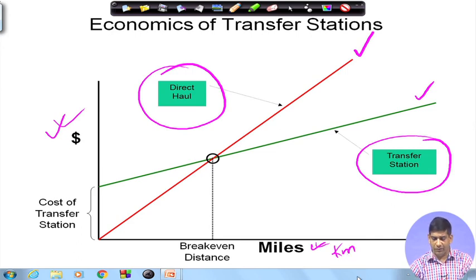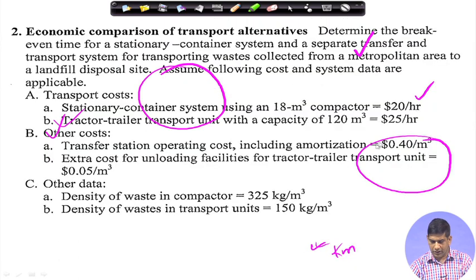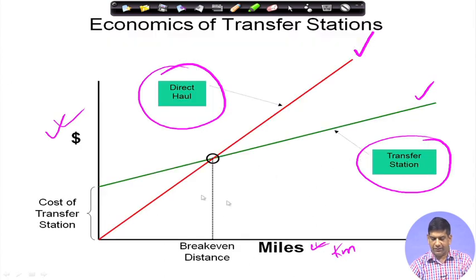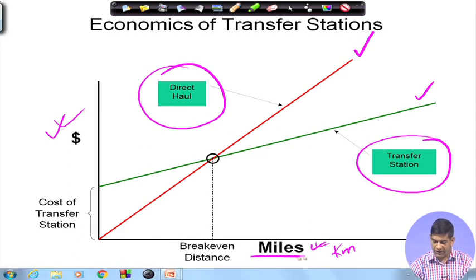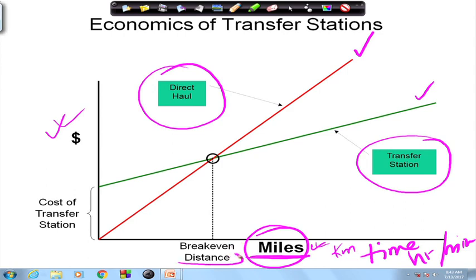Now, if you remember from the previous slide, the information was provided as per hour, so we have to convert that. Since the data is per hour, rather than using miles, you can also use the time, in hours or minutes. If the data is provided per kilometer or per mile, we can use it as a mile as well. So there are different ways you can do it. So here, we have this break-even distance, or we can even have this break-even time.